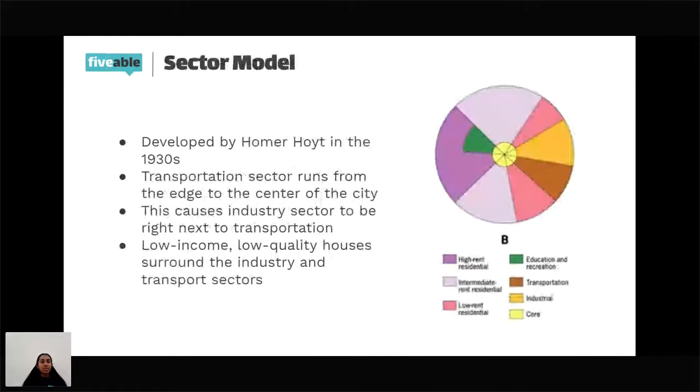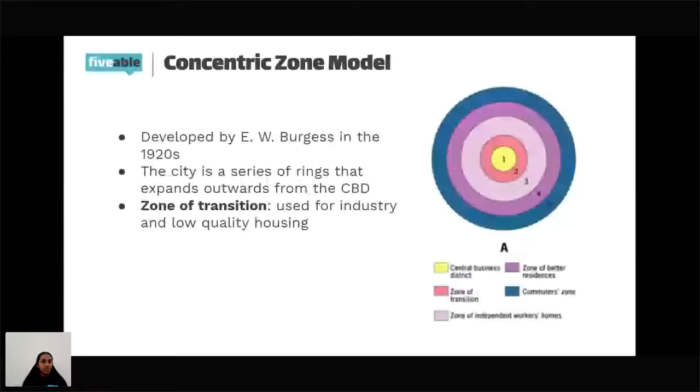The sector model was developed by Homer Hoyt in the 1930s, and just like the previous model, the CBD is represented by that yellow circle in the center. And this transportation center, which is this burnt orange color, runs, oh, the zone of transition. It's this pink ring that is used for industry and low quality housing. So all the factories and the really small homes that factory workers live in, that's basically the zone of transition.